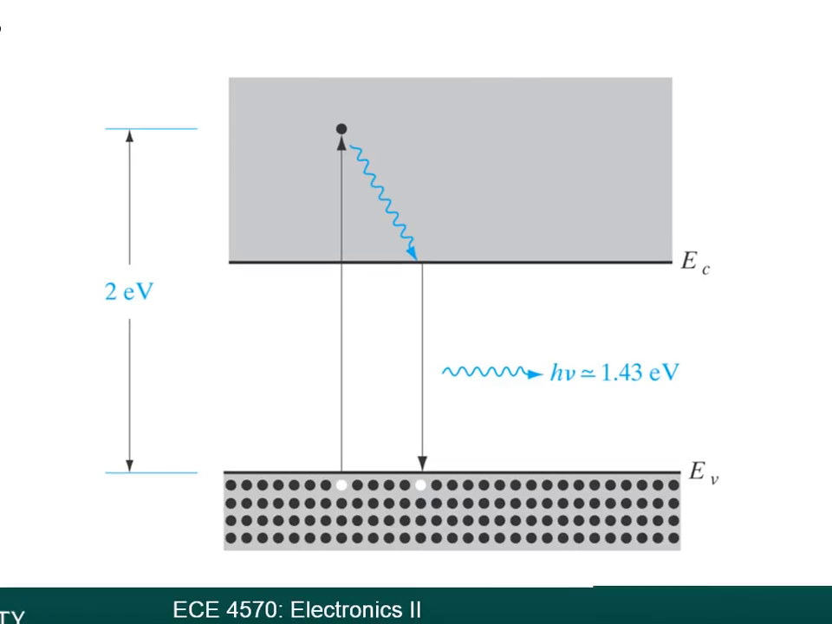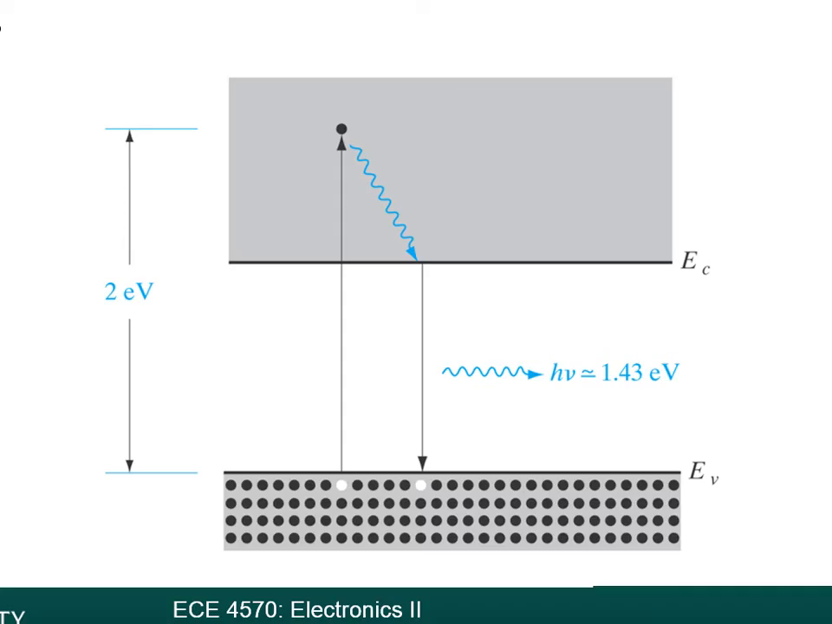So you're exciting gallium arsenide, which has a band gap of 1.43 electron volts, with 2 electron volt light. The energy of the light is 2 electron volts. The electron will absorb this energy. That's step A, the generation event. Then part B, there are scattering events. And part C is the recombination. In this case, gallium arsenide is a direct band gap semiconductor, so it does emit light.